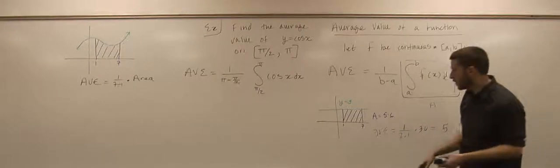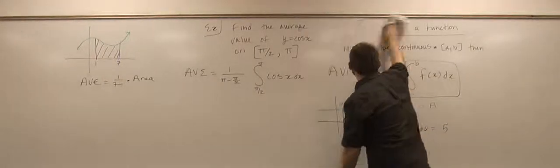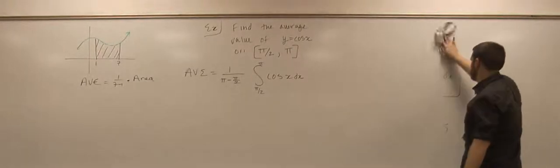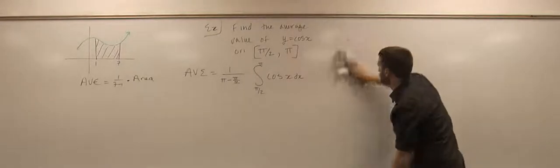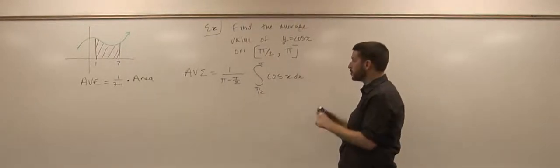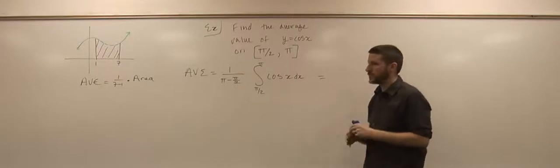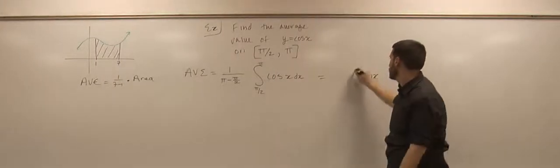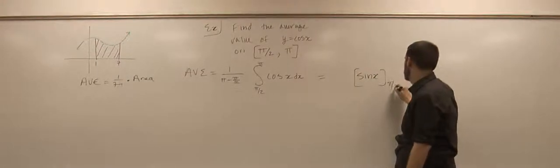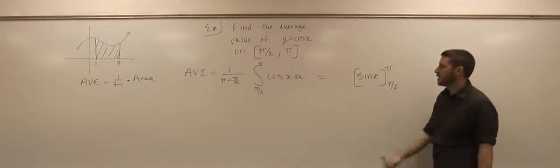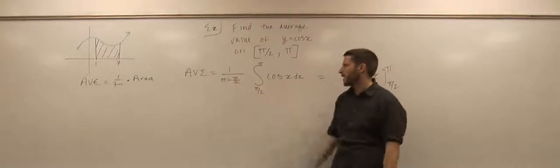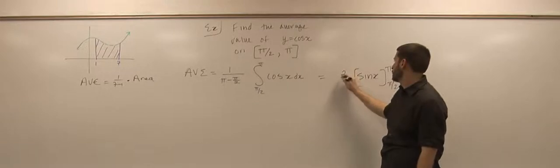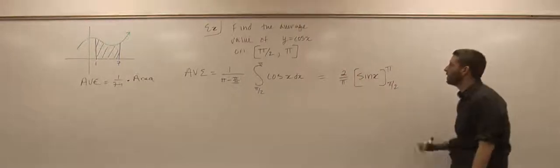So now I have some more work to do. I actually have to calculate this integral. So how are we going to do this integral? Evaluate it. So first do the antiderivative of cosine, which is sine, because the derivative of sine is cosine. But you have to do your limits. And what's on the outside? What's pi minus pi over 2? Pi over 2. So this will be 1 over pi over 2, which flips to 2 over pi.